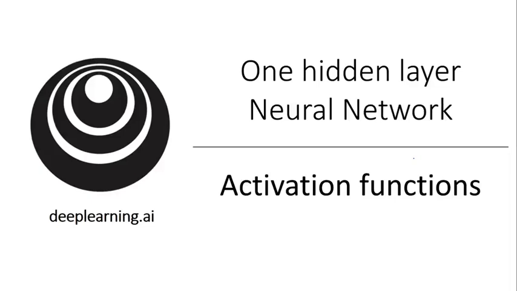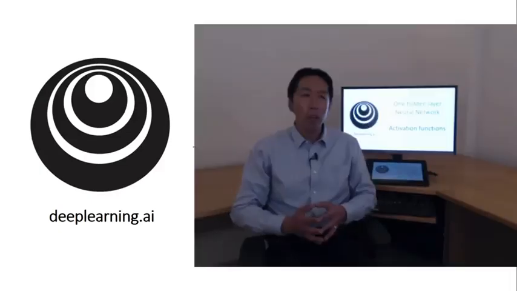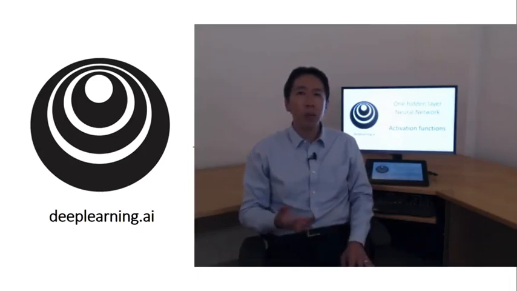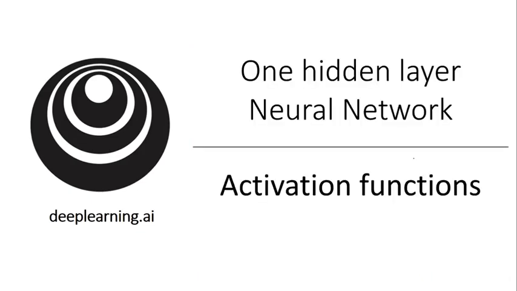When you build your neural network, one of the choices you get to make is what activation function to use in the hidden layers as well as at the output units of your neural network. So far, we've just been using the sigmoid activation function, but sometimes other choices can work much better. Let's take a look at some of the options.